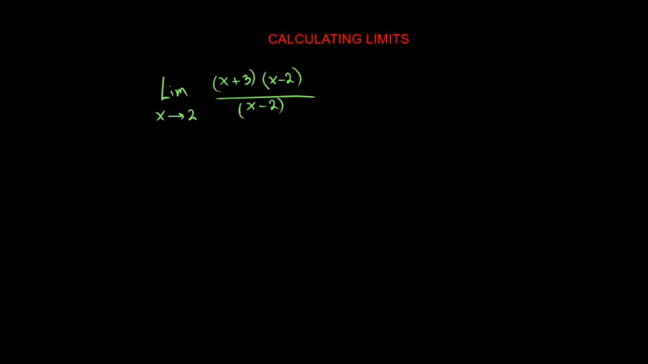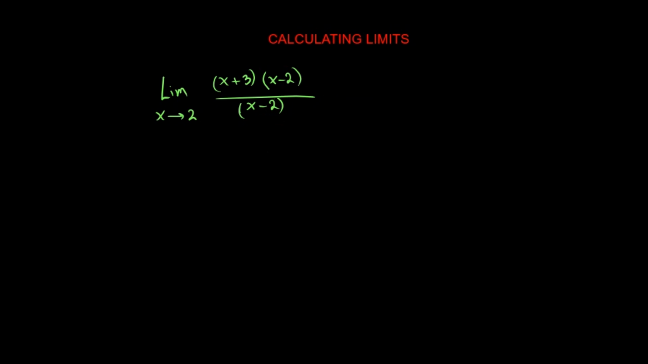To find the limit of this one, if you plug in x as 2, x plus 3 becomes 2 plus 3, which is 5. 2 minus 2 is 0, 2 minus 2 is 0, so you have 0 over 0, which is an indeterminate form. So we will try to simplify this expression before we plug in the values of x.